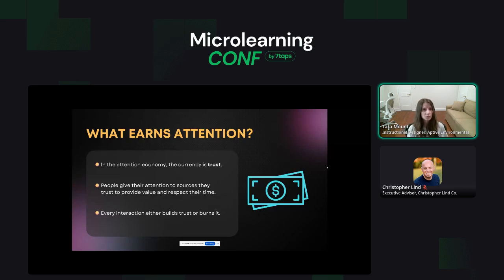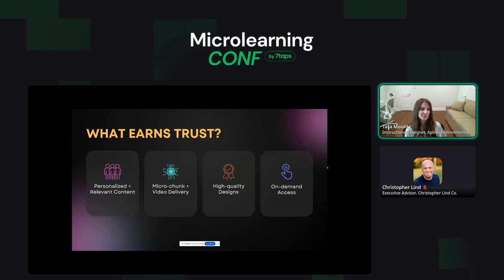So how do we earn trust then? Well, what earns trust is personalized and relevant content, things that we feel like are really tailored to us and to our situations. Does this speak to me? Getting information in micro chunks, specifically short form video delivery. High quality designs. Again, think about when you're scrolling or trying to decide what product you're going to buy at a supermarket and you're overwhelmed with all these options. Where do you put your time, focus, attention, money, all of that? You're going to be drawn towards things that look high quality. And the last piece is this on-demand access.